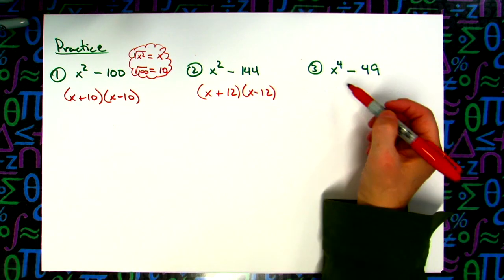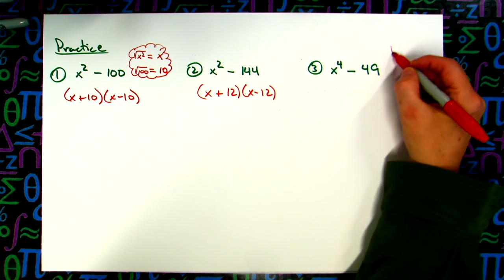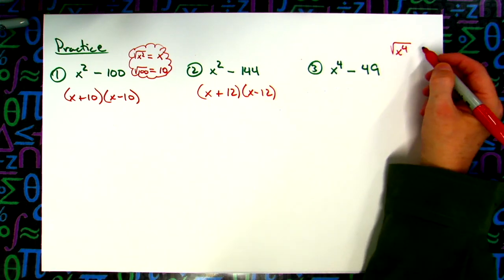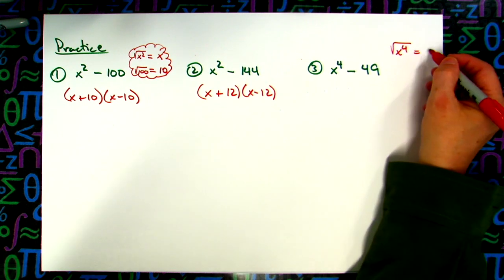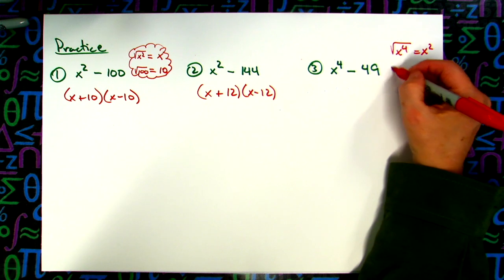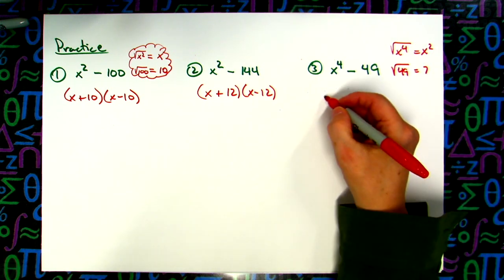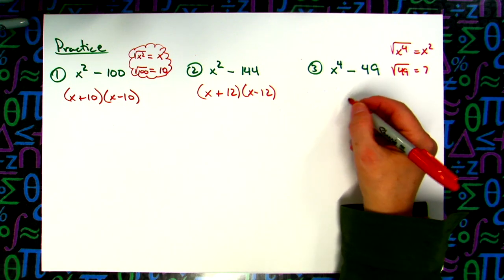All right, now on this one, I made it more than just an x squared. Can we take the square root of an x to the 4th? Yeah, so that's going to be an x to the 2nd. So we'll have to do that one. And then square root of 49 is 7. So on these, what am I going to write? Zoe, what am I going to write on this one?